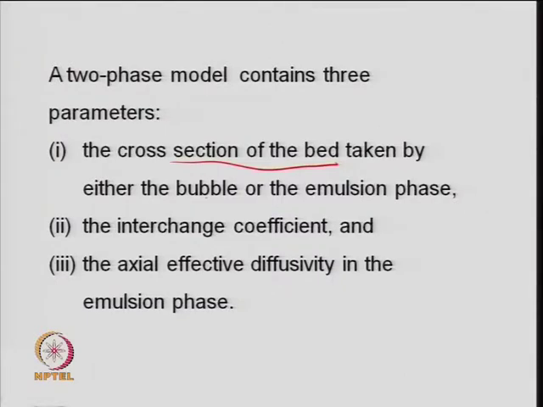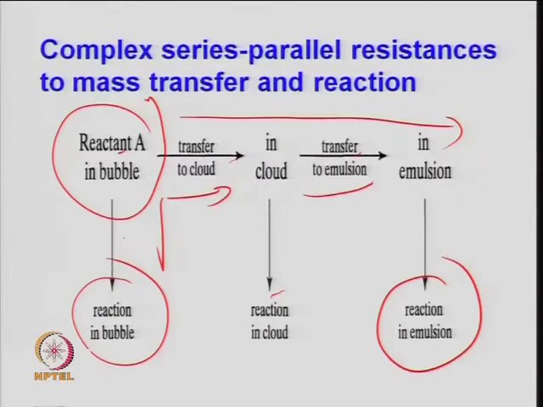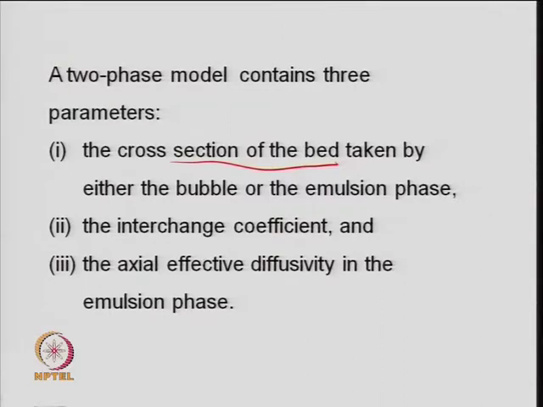Then second, the interchange coefficient, because there is a cross flow, what I discussed here. So, there is a kind of cross flow, transfer and chemical reaction. So, it means the interchange coefficient, right. So, that is from bubble to emulsion, how much is the mass transfer and how much is the reaction. So, the interchange coefficient is the second parameter, and third is the axial effective diffusivity in the emulsion phase, because the reaction will depend on the effective diffusivity of this gas into the solid. So, that is again important here.